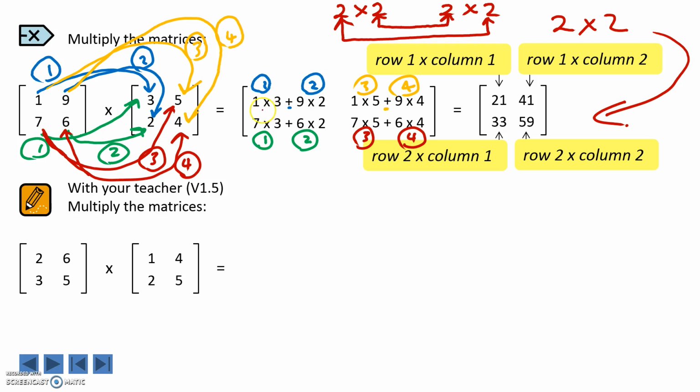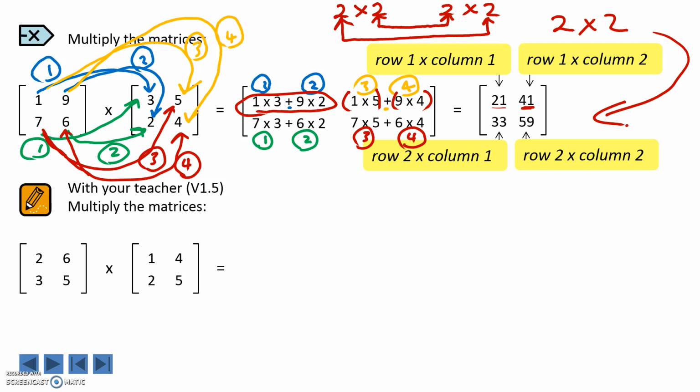So if we were to add 1 times 3 plus 9 by 2, so 3 plus 18 gives us 21. 1 times 5 plus 9 times 4 gives us 41. Remember, your brackets come before you add them together. Okay, if you need to put those in, make sure that you do.